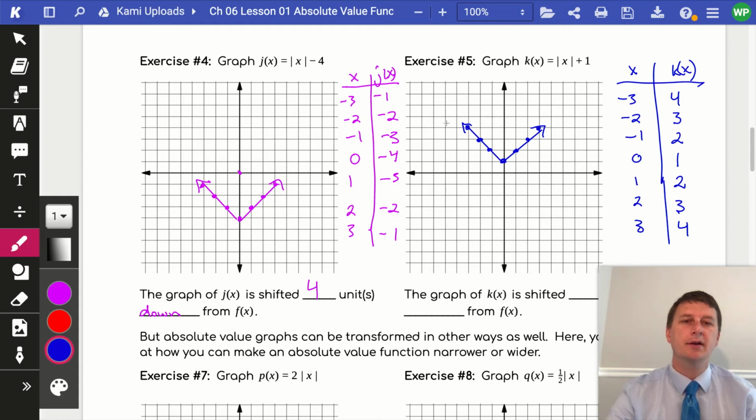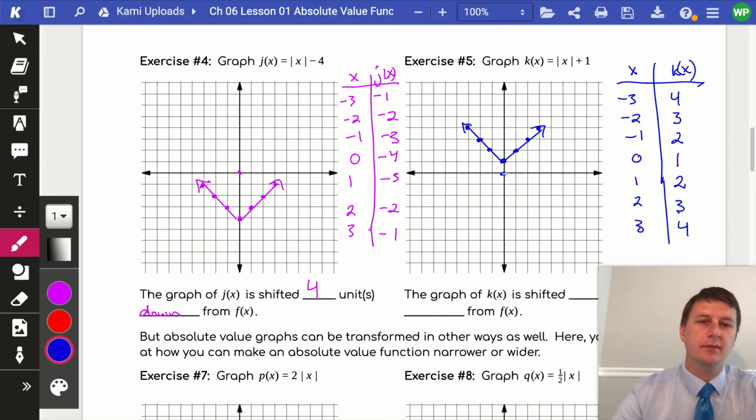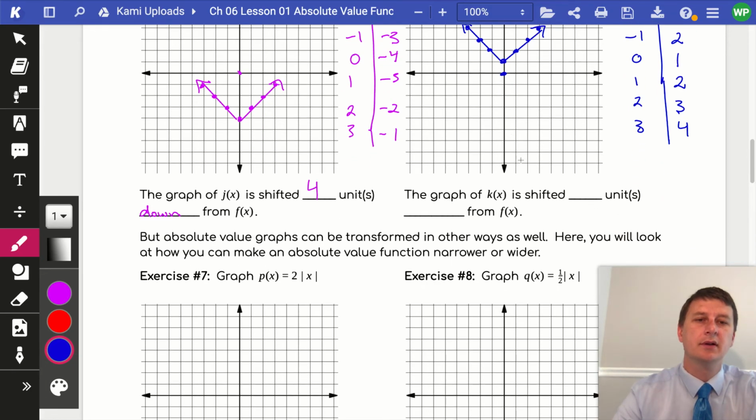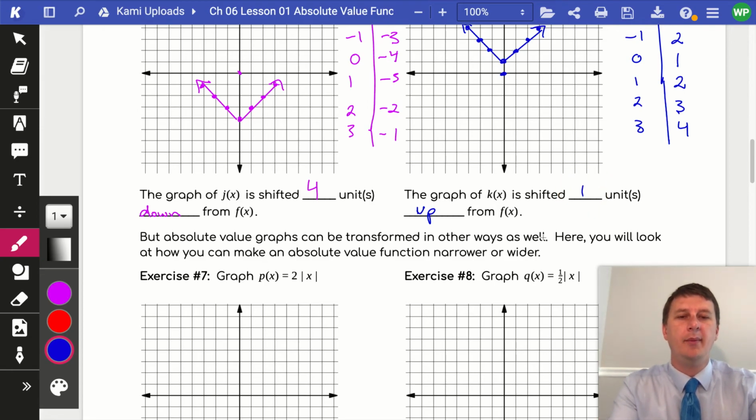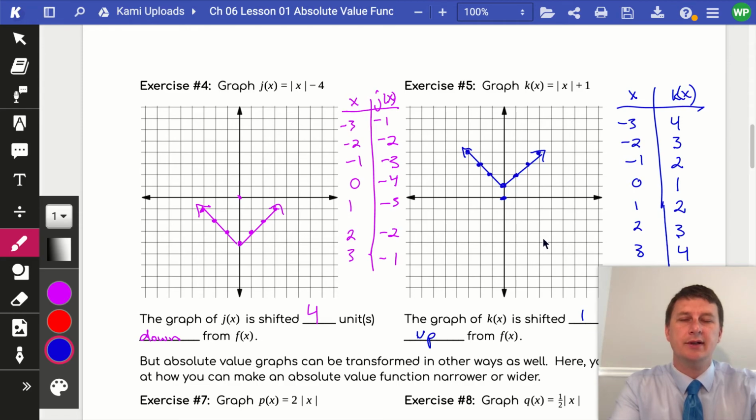Now start to notice where that function has been shifted from the parent function, which had a vertex at 0, 0. So you might notice that to get from the 0, 0 point to this vertex point, you have to move up from f of x, and up how many units? 1 unit. So it would shift 1 unit up from f of x. So just as we learned in exercises numbers 2 and 3, when you subtract or add inside the absolute value, you move your function left and right. But when you subtract and add outside the absolute value, you move the function down or up.